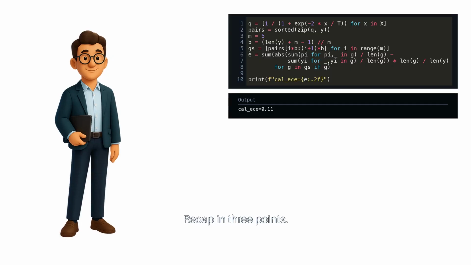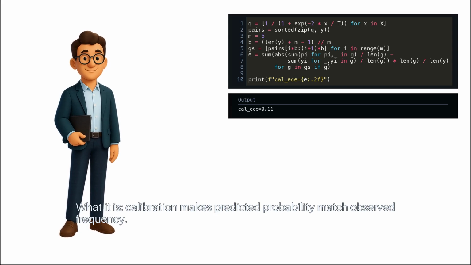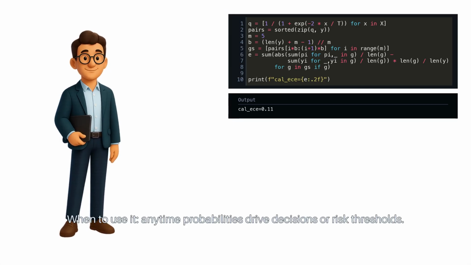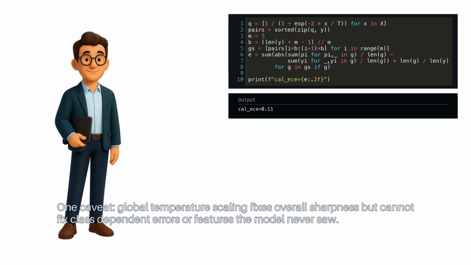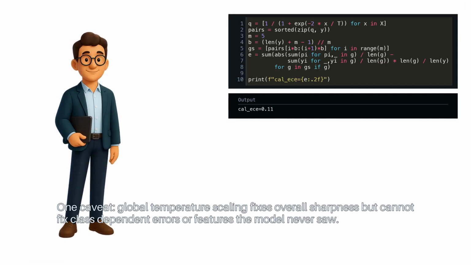Recap in 3 points. What it is: calibration makes predicted probability match observed frequency. When to use it: anytime probabilities drive decisions or risk thresholds. One caveat: global temperature scaling fixes overall sharpness, but cannot fix class-dependent errors or features the model never saw.